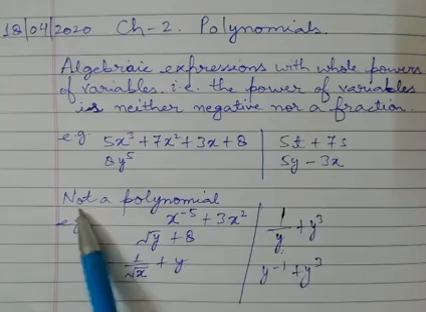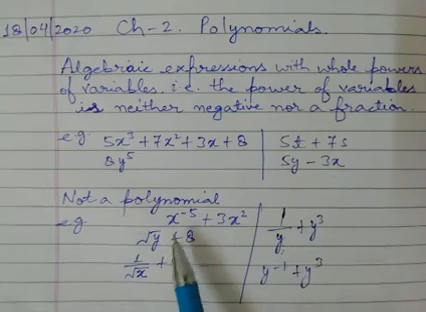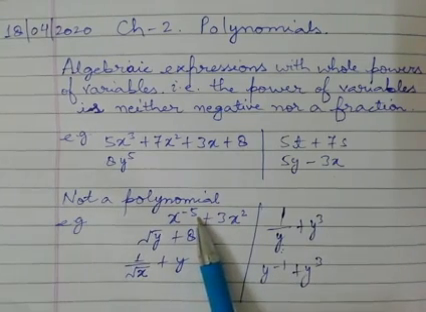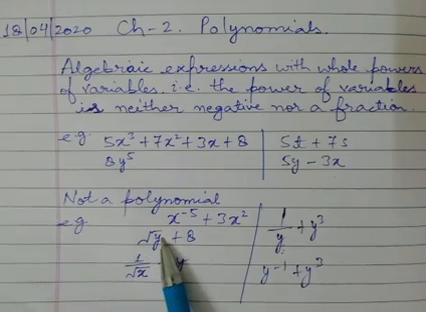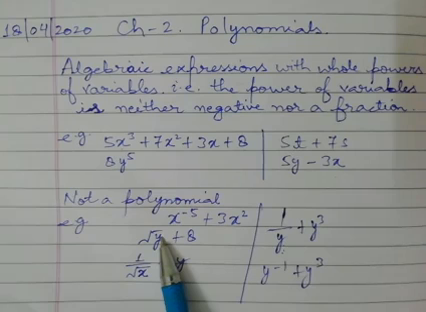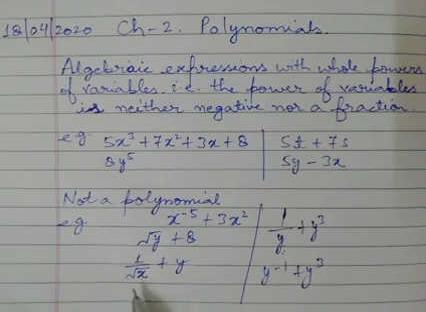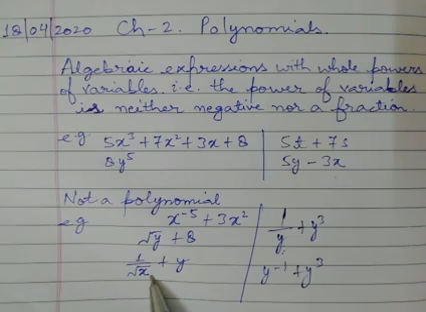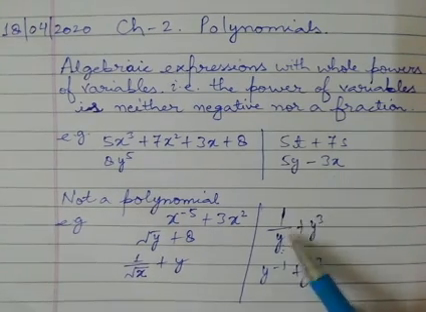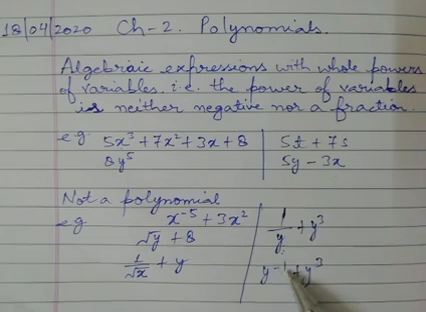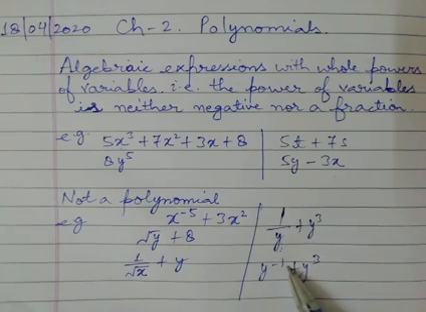But here these are not polynomials. x to the power minus 5, it is negative. y to the power 1 upon 2, because square root of y means y to the power 1 upon 2, which is a fraction. So this is not a polynomial. Then 1 upon square root of x, not a polynomial. 1 upon y plus y to the power 3, because this 1 upon y can be written as y to the power minus 1. So it is also not a polynomial.